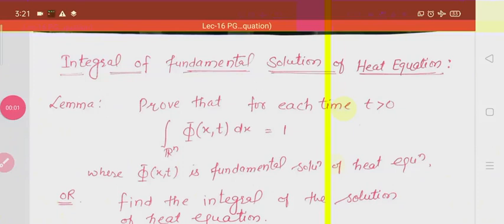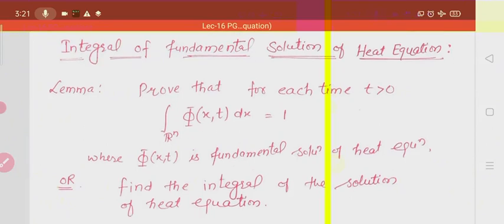Hello everyone. In the last video lecture, we talked about the definition of the heat equation, the physical interpretation of the heat equation, and the fundamental solution of the heat equation. So, in the last video we gave the definition for the heat equation and the fundamental solution of the heat equation. You can go through the last video.